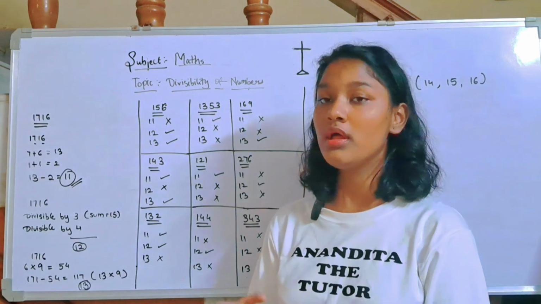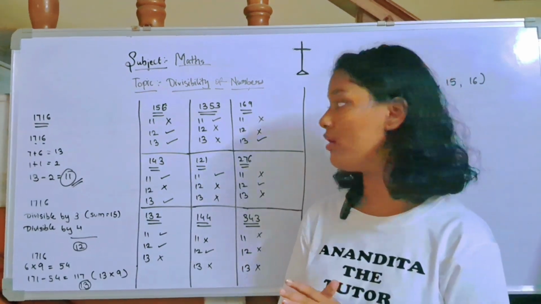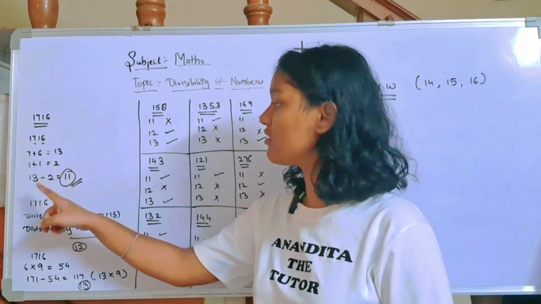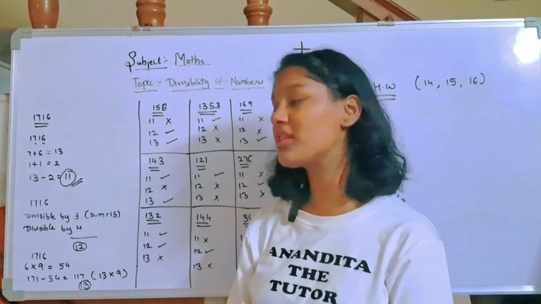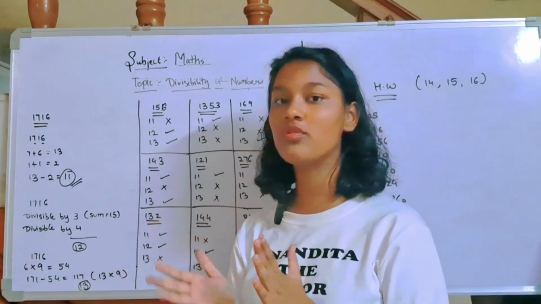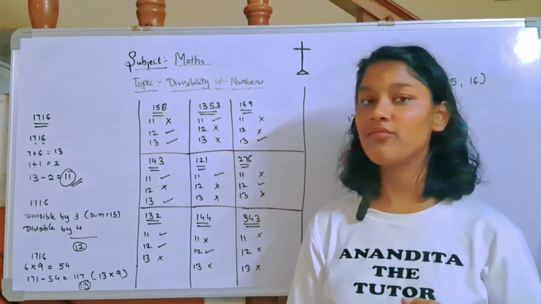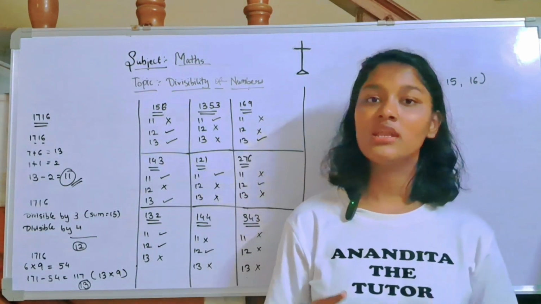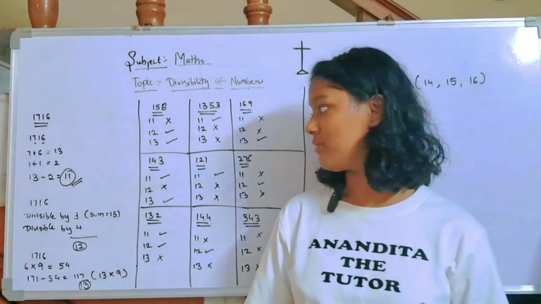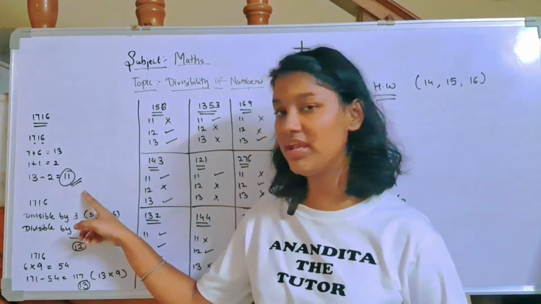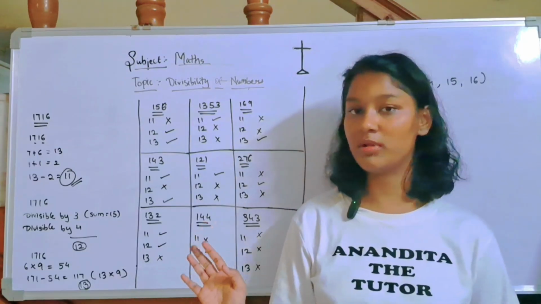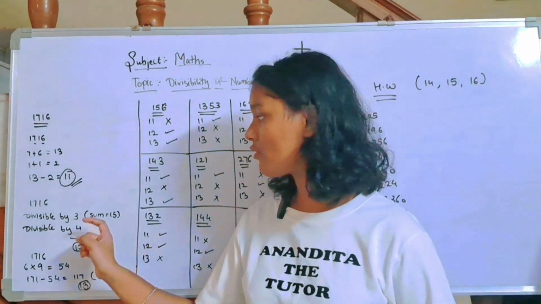Now you had to subtract the sums that you got. So the sum here is 13 and here the sum is 2. 13 minus 2 is equal to 11. If you get the answer as 11 or as 0, then the number is divisible by 11. So yes, here we are getting 11, so 1716 is divisible by 11.